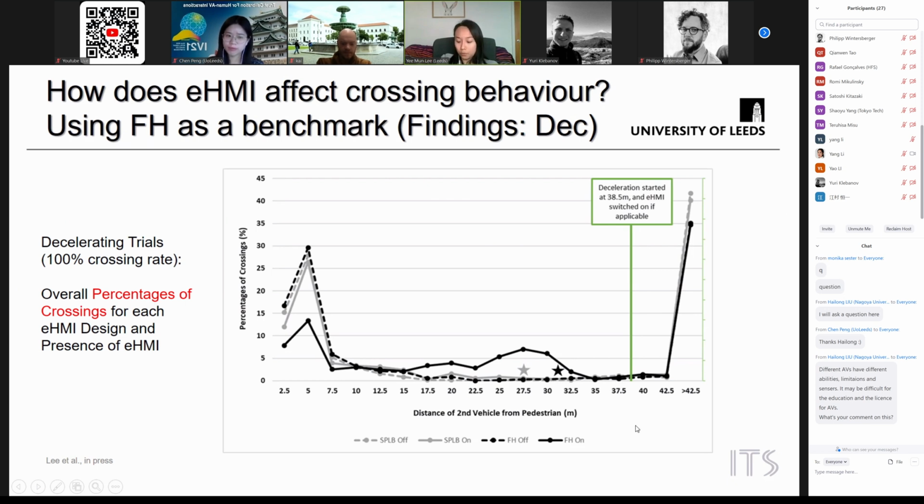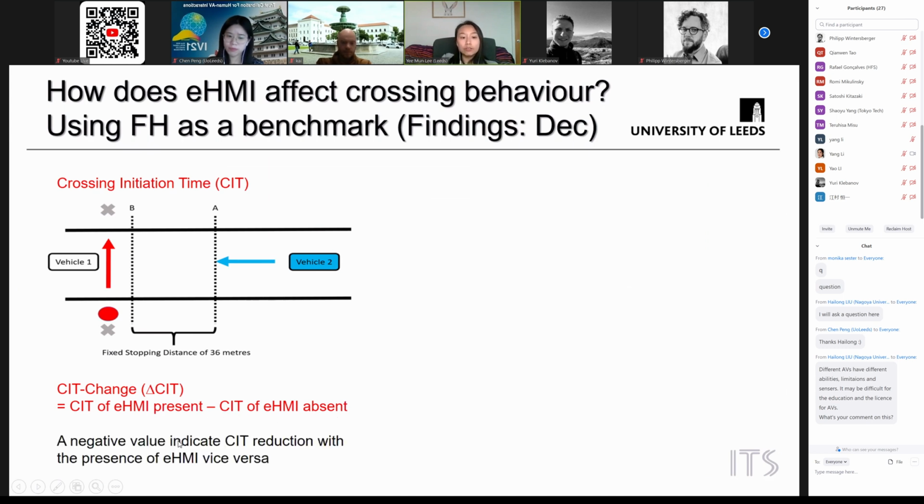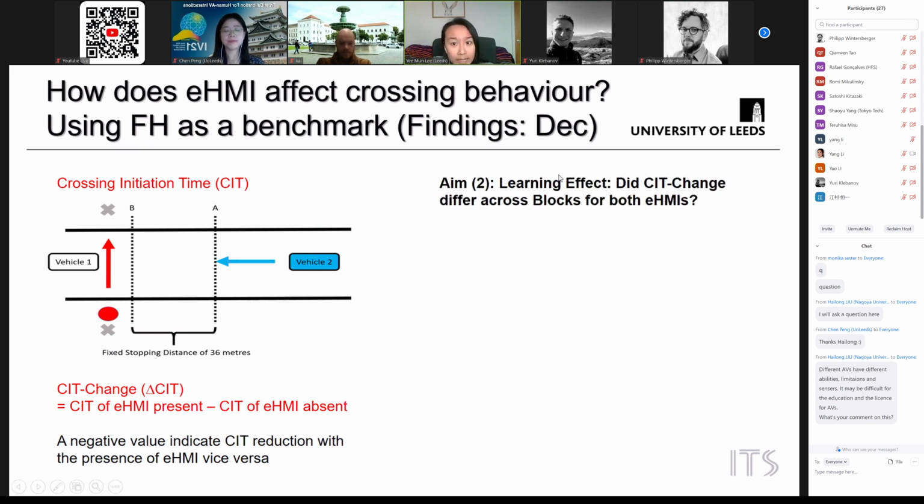We also tried to understand the crossing initiation time, which is the time it took pedestrians to initiate crossing as soon as the gap opened. And we use this metric, which is the CAIT change. So if it is CAIT with eHMI present minus absent, then a negative value would indicate there's a CAIT reduction, which means people cross quicker when there is a negative value, and vice versa as well.